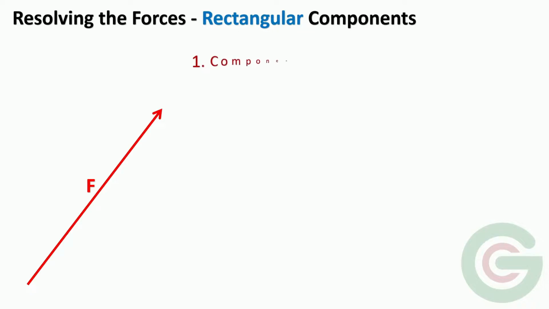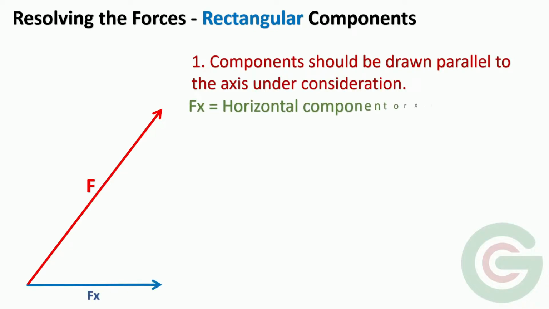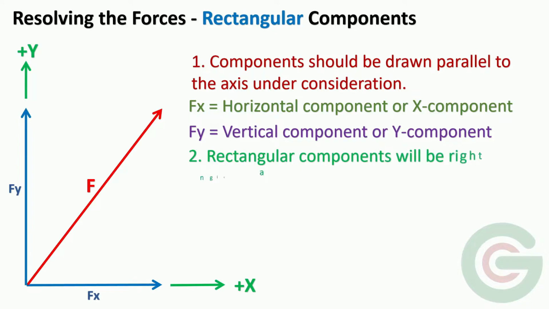Number 1. The component should be drawn parallel to the axis under consideration. Here, Fx is called the horizontal component or the x component, drawn parallel to the x-axis. Fy is called the vertical component or the y component, drawn parallel to the y-axis. Number 2. Rectangular components will be at right angles to each other.